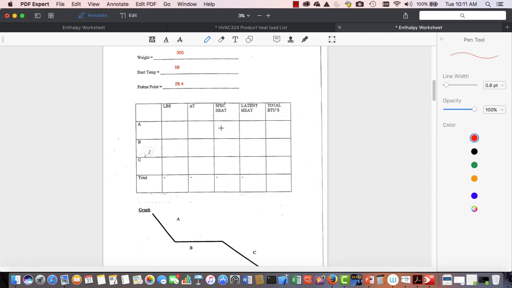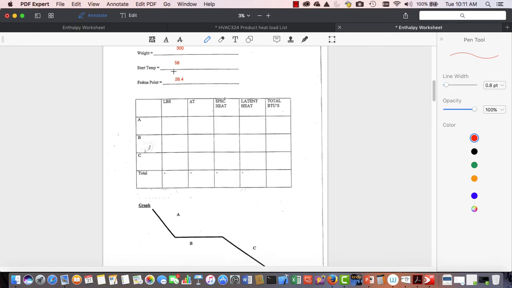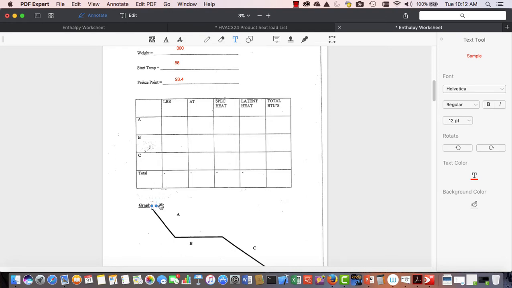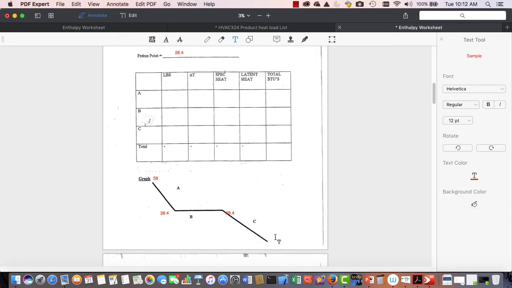We also have to know what our specific heat is, above and below freezing. So let's talk about this table here real quick. We're starting with 58 degrees. Our latent heat change is at 28.4. We come out of the latent heat change, we still have 28.4 degree apples. Our final point is we want to go down to 0 degrees. Between 58 and 28.4, that's a reduction in sensible heat. That's temperature I can measure. From 28.4 to 28.4 across B in my diagram, that's a latent heat change. That's the freezing process. I can't measure that, but there's a BTU content that's called latent heat. From 28.4 down to 0, that's again sensible heat. I can measure that. That's a temperature change.